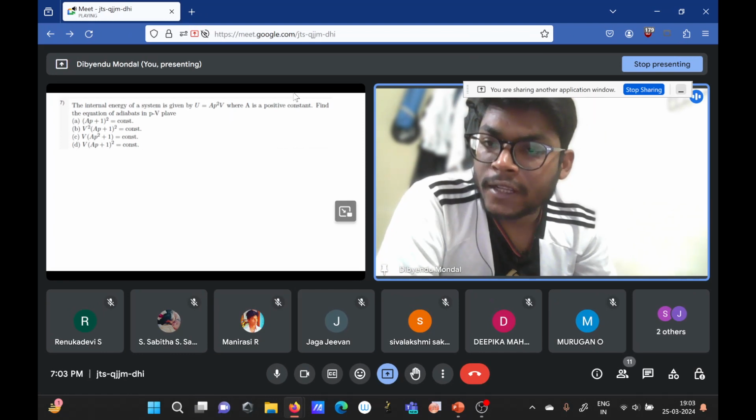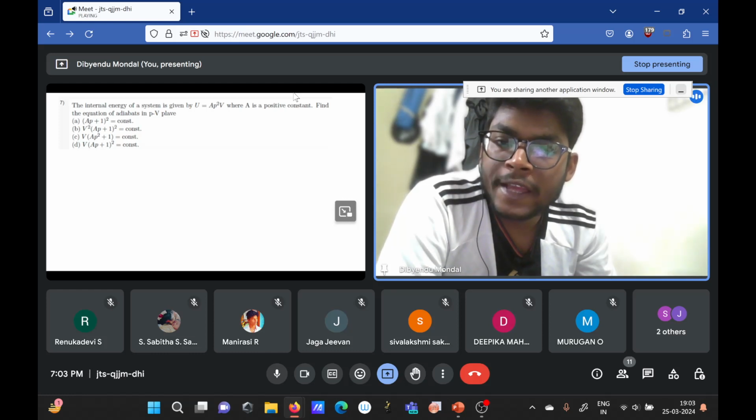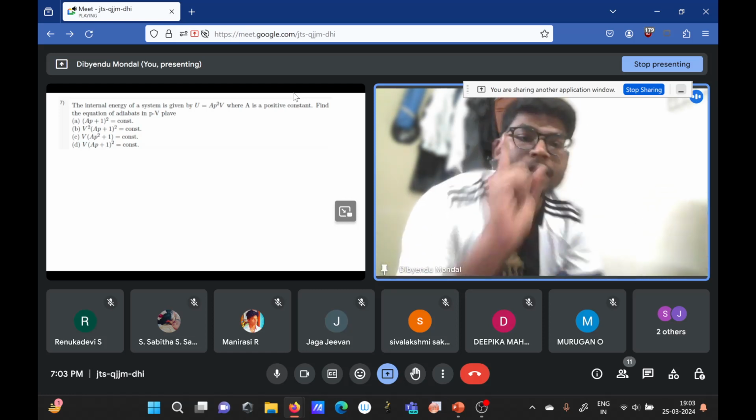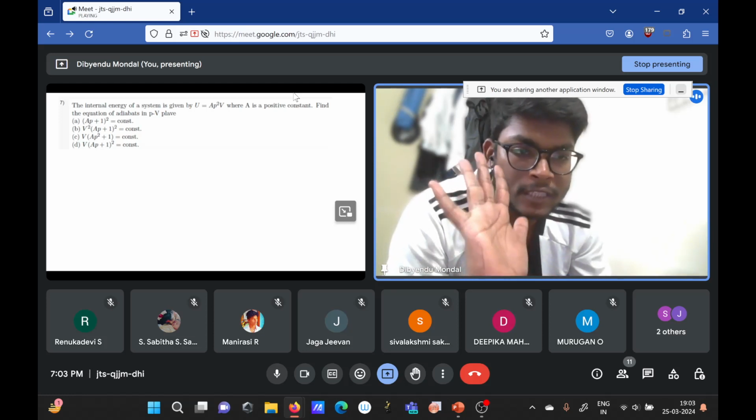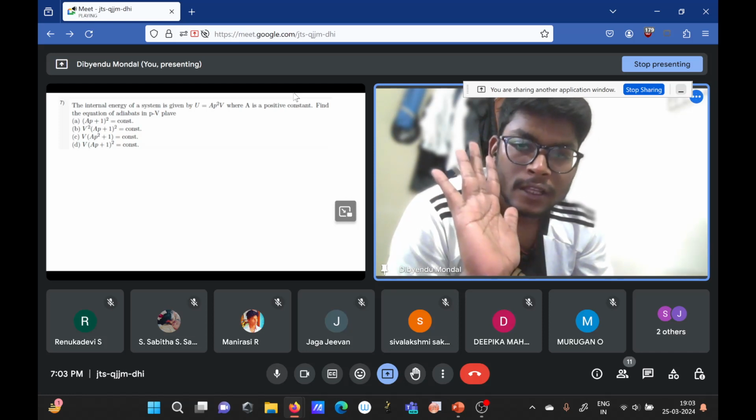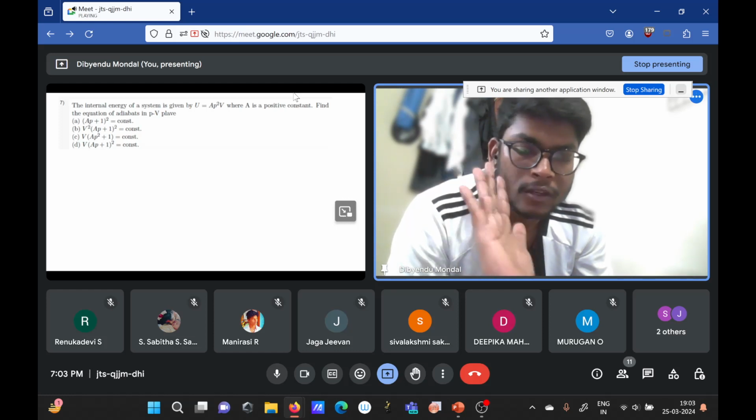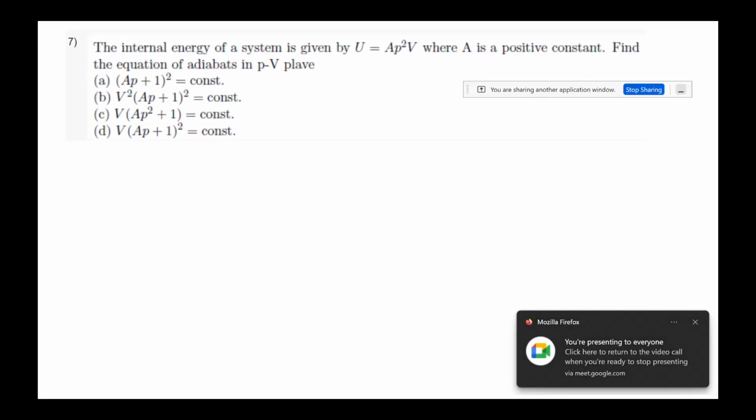The next question says the internal energy of a system is given by U equals A P squared V, where A is a positive constant. Find the equation of adiabats in the PV plane. For an adiabat, dq is equal to 0, meaning TdS is equal to 0. That is one piece of information given. And how internal energy is a function of pressure and volume is also given. So we will use the first TdS equation.